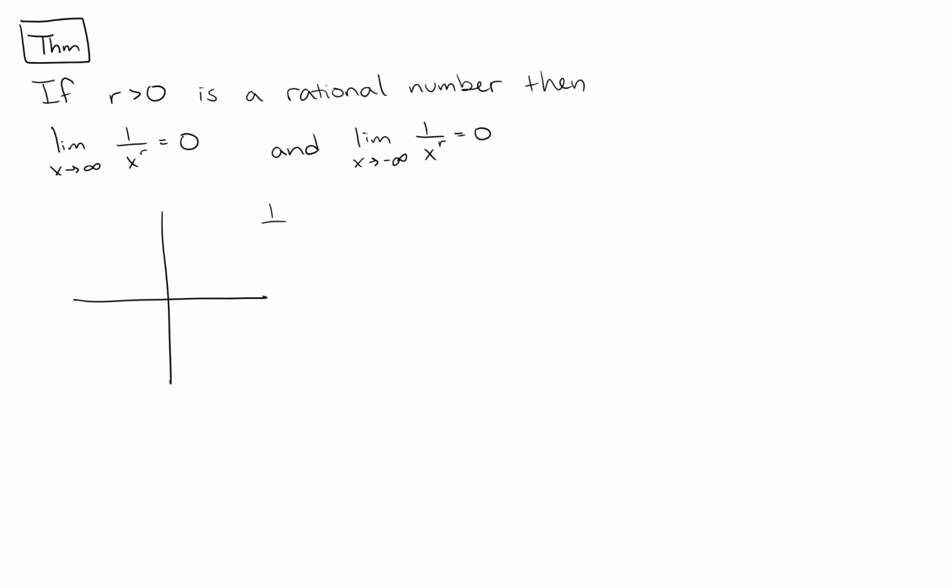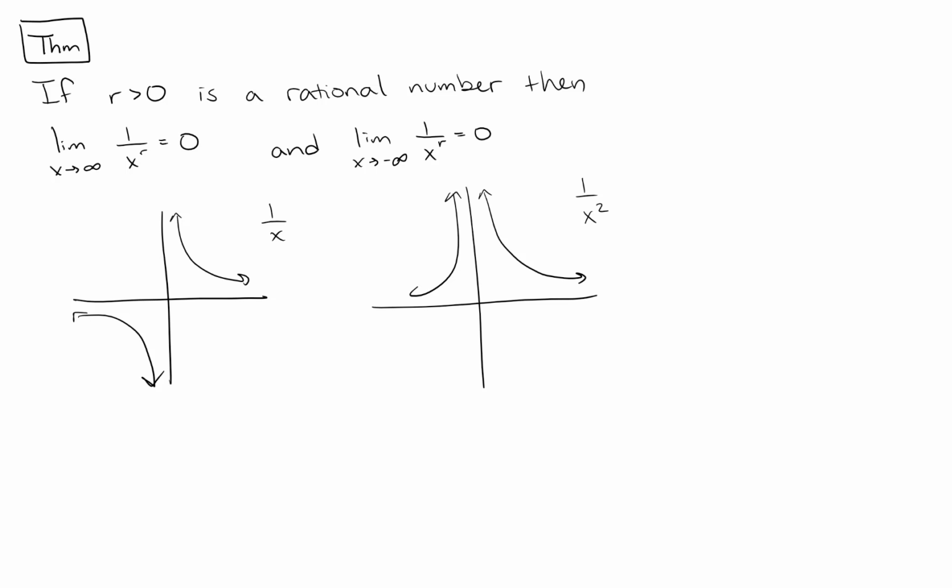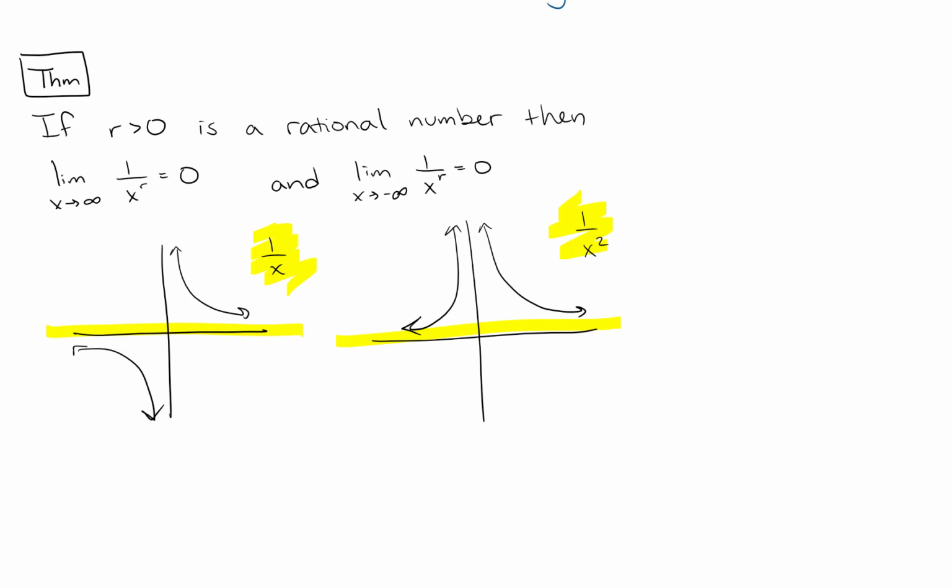For example, just the most basic function, 1 over x. Hopefully we all know what that graph looks like. And we could also consider 1 over x squared as another example. Those both have a horizontal asymptote at 0, whether we are approaching it from positive infinity or from negative infinity. That's basically what is going on with this theorem. We only looked at the two examples of 1 over x and 1 over x squared, so it's not a proof, but it illustrates what is happening here.